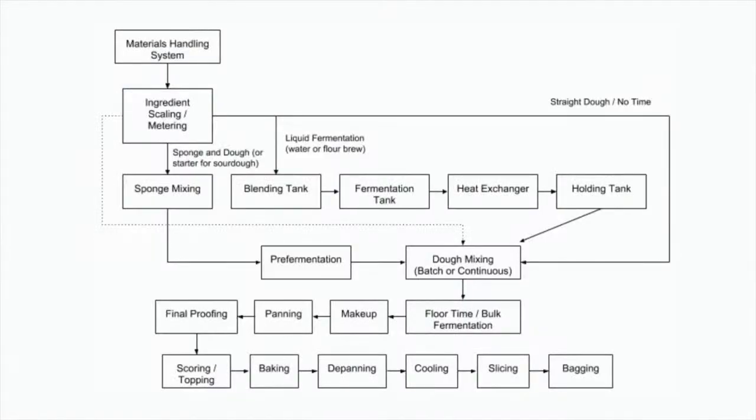On a straight or no-time dough system, bread processing begins with the materials handling system. Then, ingredients are scaled or metered before moving on to sponge mixing, pre-fermentation, and dough mixing. After that, comes floor time, makeup, panning, final proofing, scoring, baking, depanning, cooling, slicing, and finally, bagging.